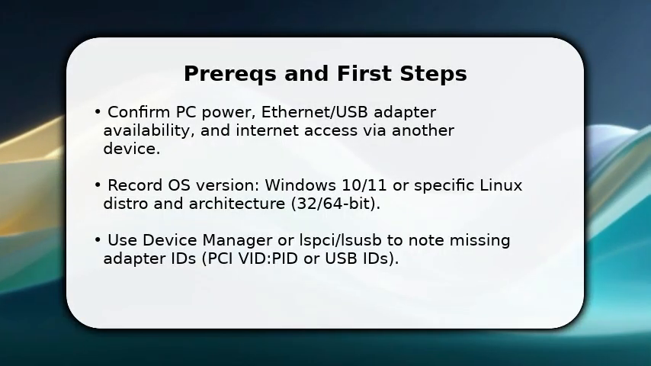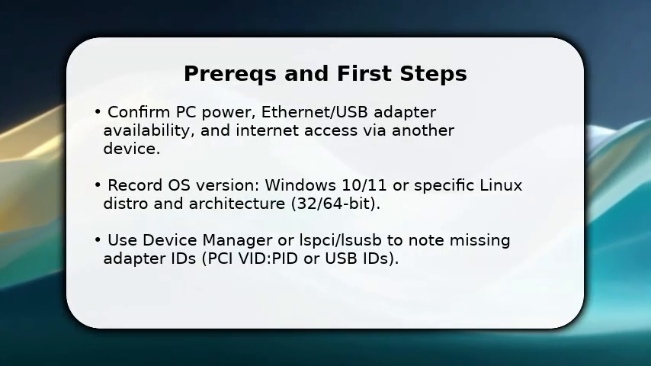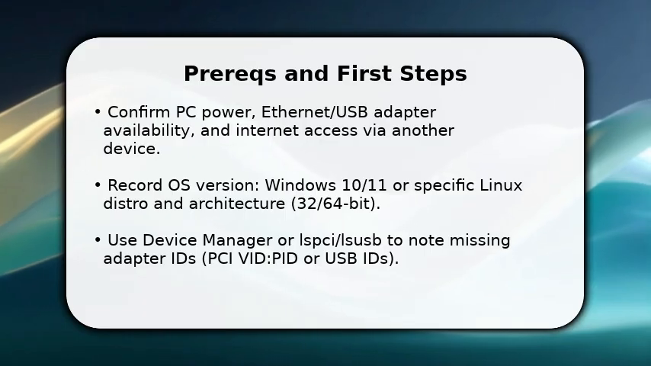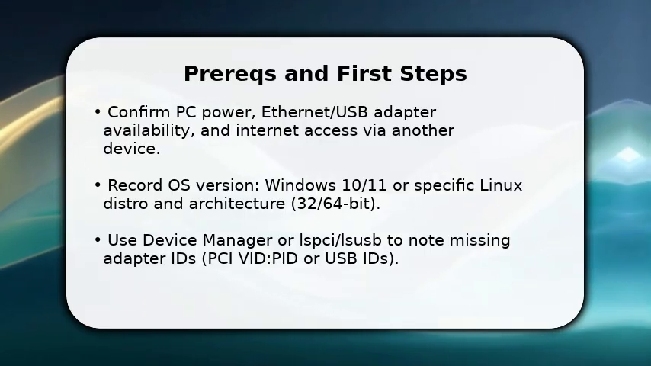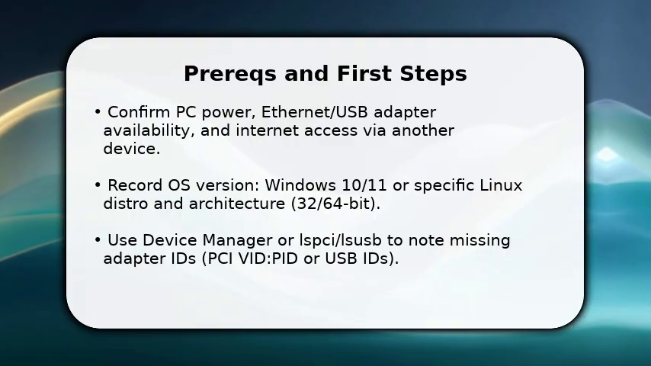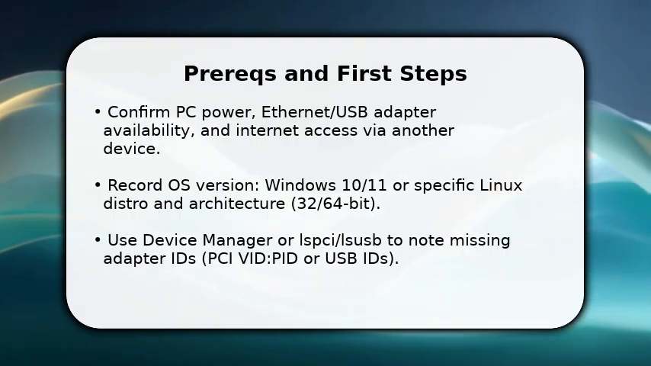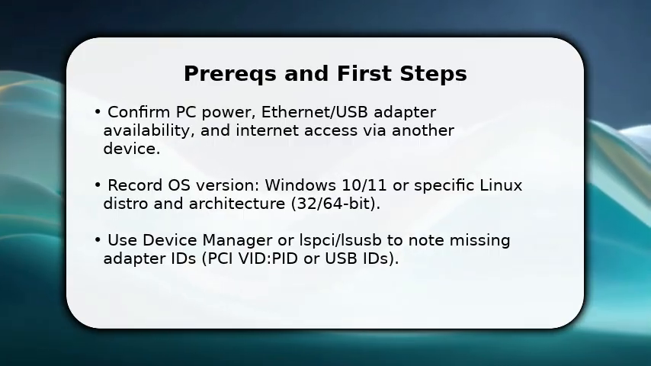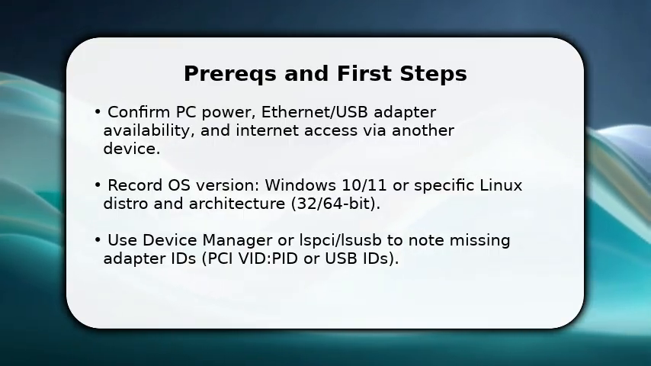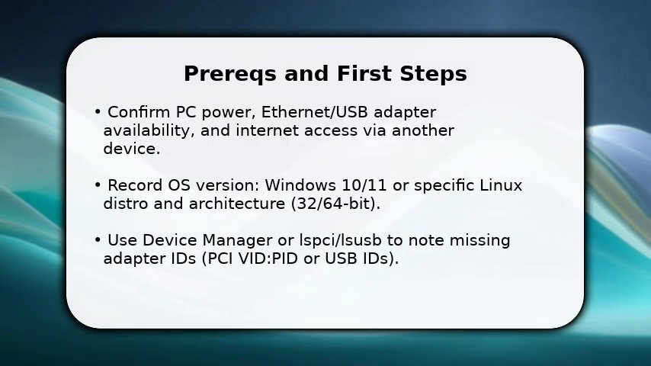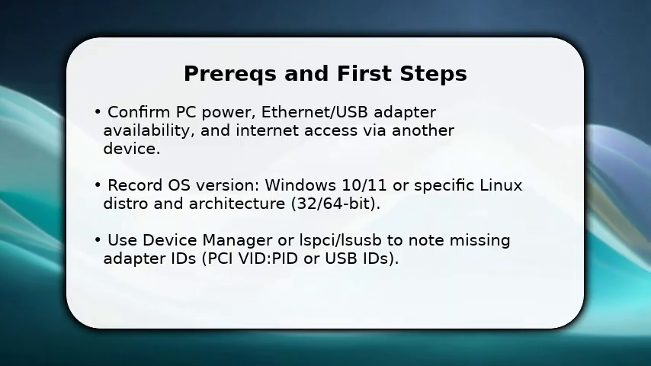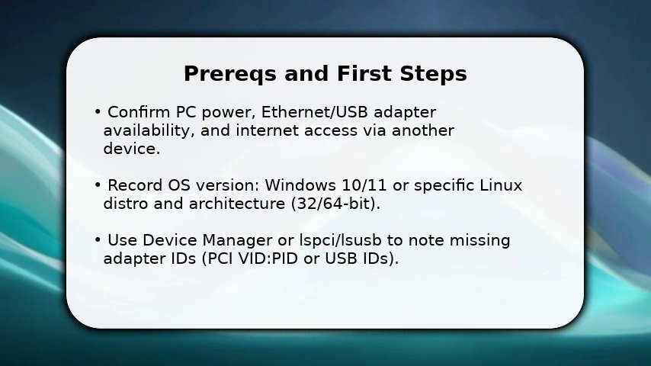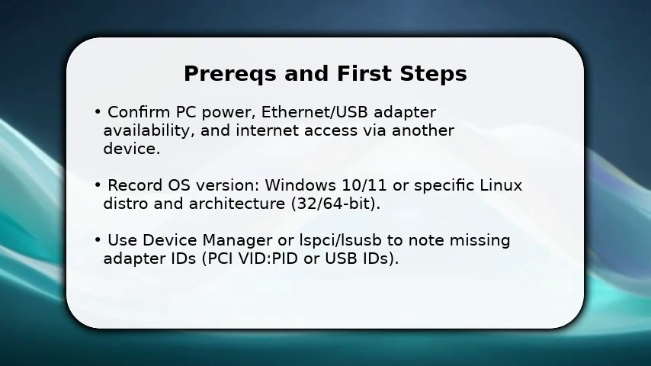Start by checking essentials and collect identifiers so you can fetch the right driver. Power on the PC and connect an alternate internet source or another device to download files. Note your exact OS version and whether it is 32 or 64-bit. Drivers must match. Open Device Manager on Windows or run lspci/lsusb on Linux to capture the vendor and product ID of the missing adapter. Once you have those IDs and OS details, you're ready to search for compatible drivers.